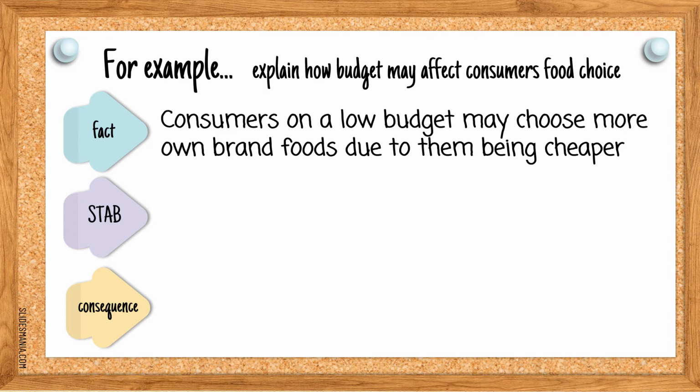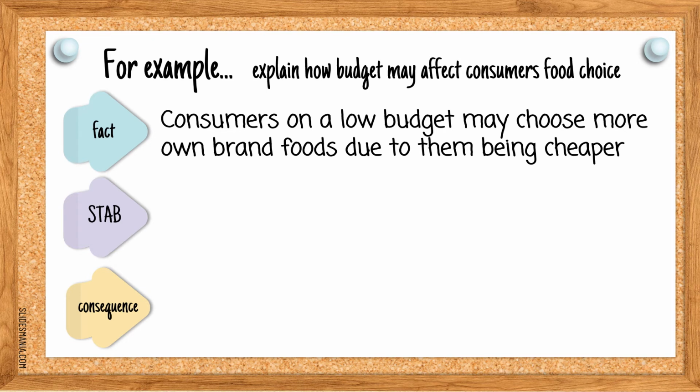It's important that you are adding a bit of a description, a bit more detail into some of your answers. If we'd simply written consumers on a low budget may choose more own brand foods, you wouldn't get a mark for that because you've not stated why they would want to do that. So we're stating that they're going to be cheaper.